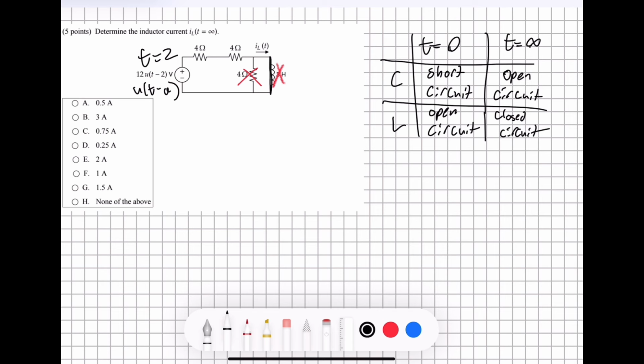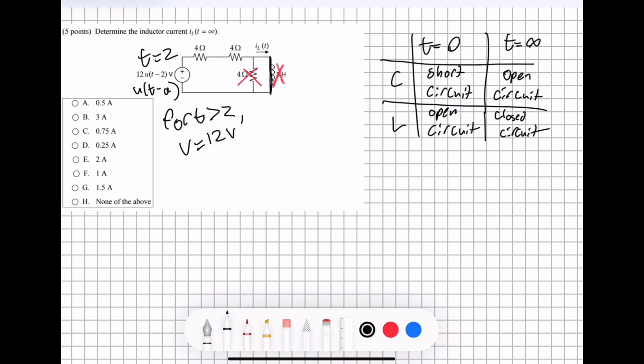voltage source turns on. So before 2 seconds, the voltage is going to be equal to 0, and this is going to behave like a short circuit. After 2 seconds, we're going to have 12 volts, because 12 is the number we have at the beginning of this expression here. So that means for t greater than 2, the voltage is equal to 12 volts. And that includes when t is equal to infinity, because infinity is greater than 2.